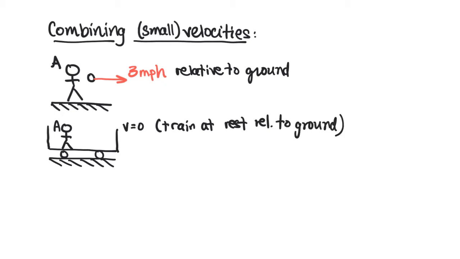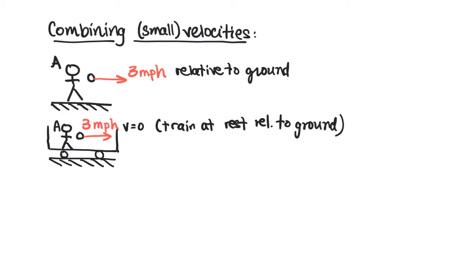Okay. And in this case, she throws the ball with the same strength as before. So she's going to have that ball move 3 miles per hour relative to the train, but also that is 3 miles per hour relative to the ground because the train is at rest relative to the ground. So the question then becomes, well, what is the speed of the ball going to be if the train is moving and if Alice throws the ball using the same power as her last throw?